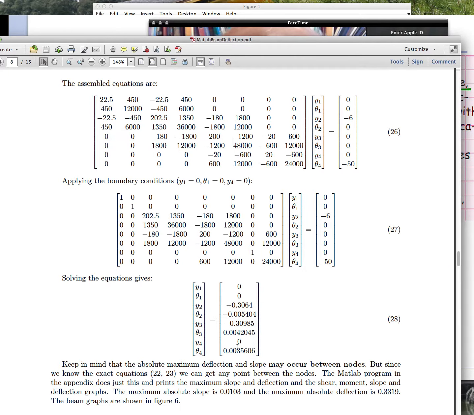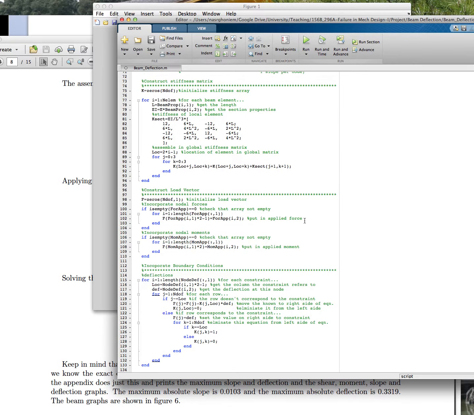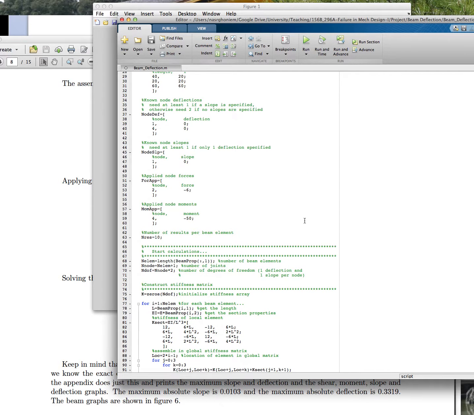Now this is a hand calculation. The corresponding way that we would do it is with the MATLAB code that we have now on our website.